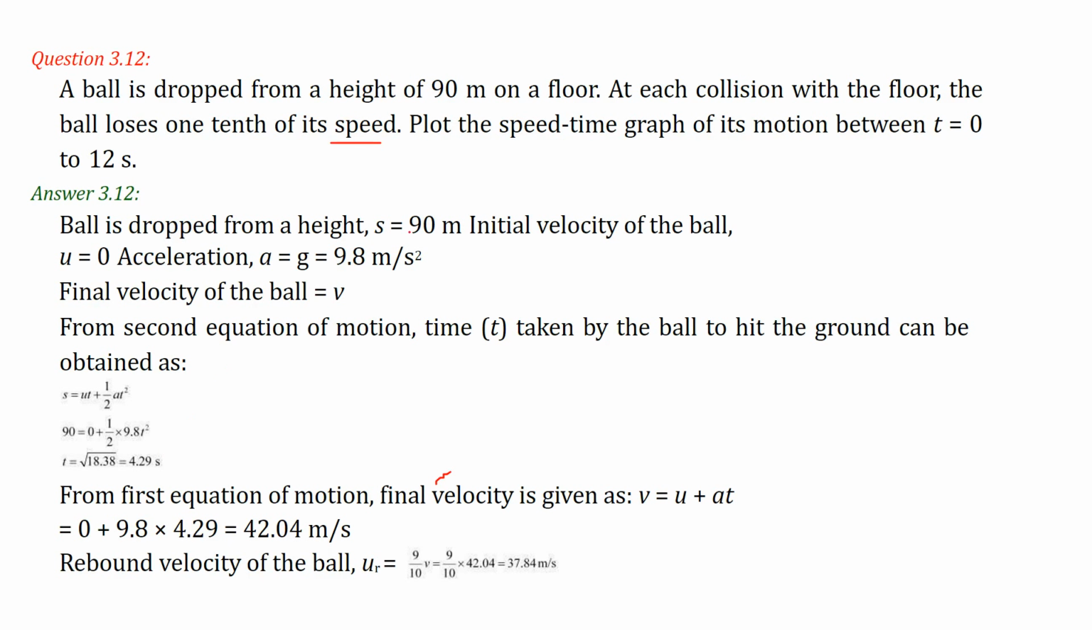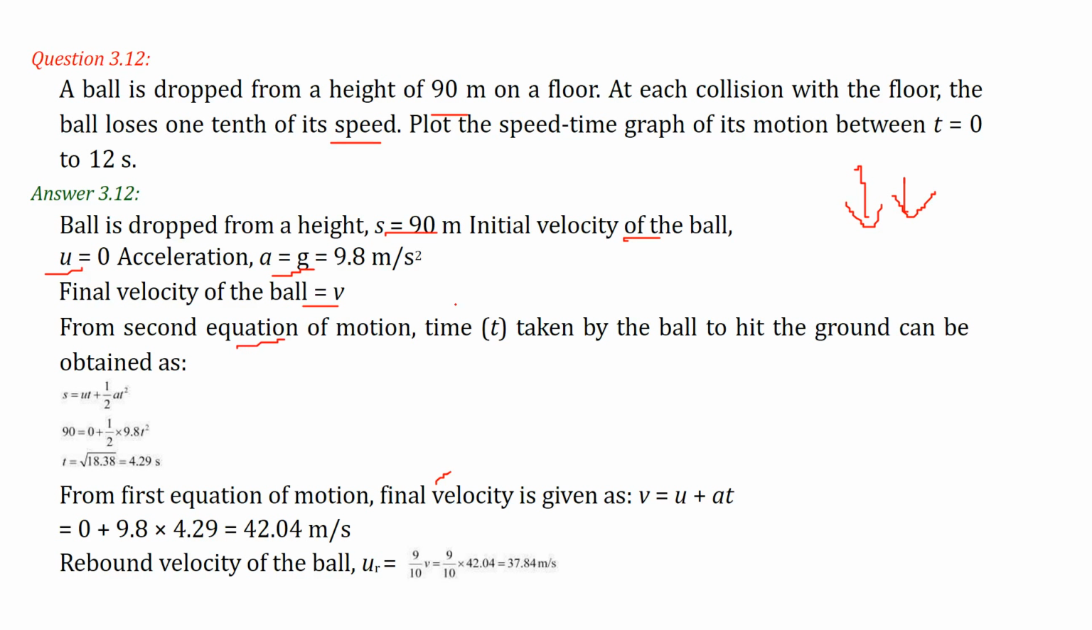So what is happening? The ball is dropped from height. So height is given as 90 meter. Initial velocity, because it is starting from rest, is 0. There is an acceleration because the ball is dropping. Acceleration due to gravity is also in the same direction, so we'll take a as positive 9.8 meter per second square. But the final velocity is not known to us, which is v.